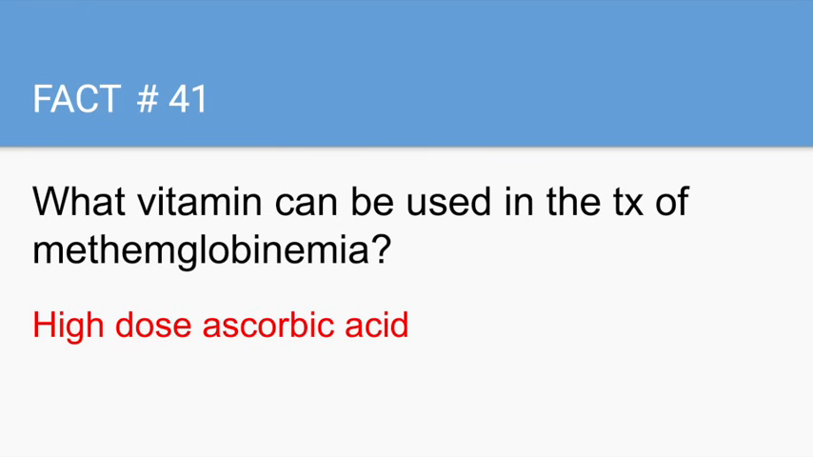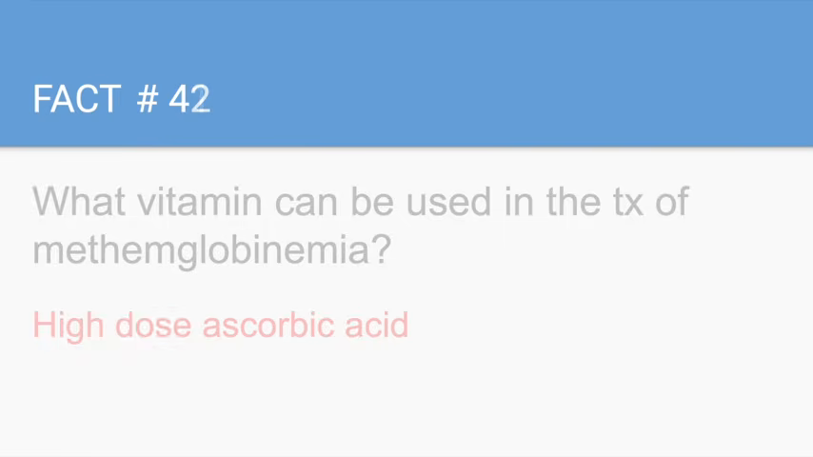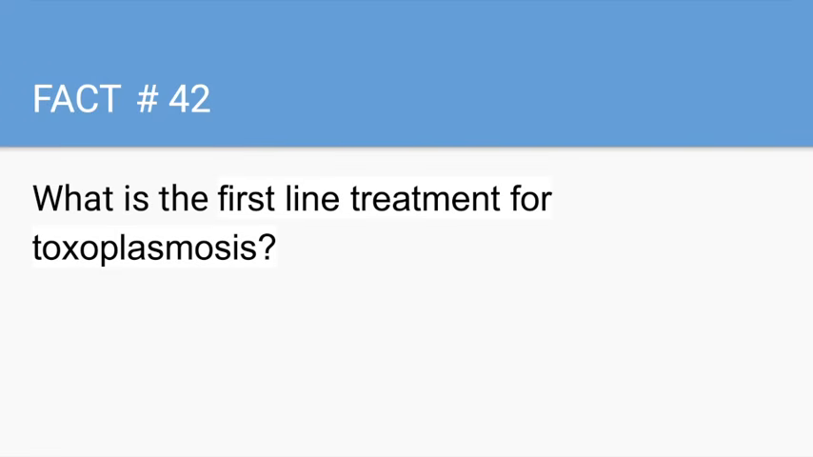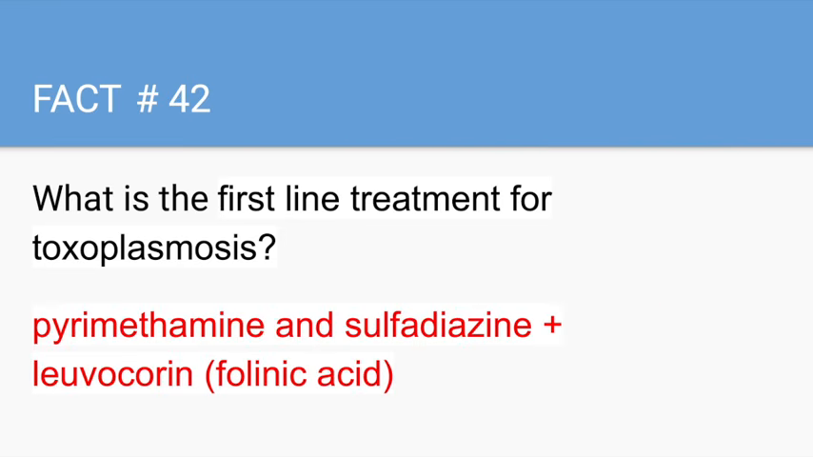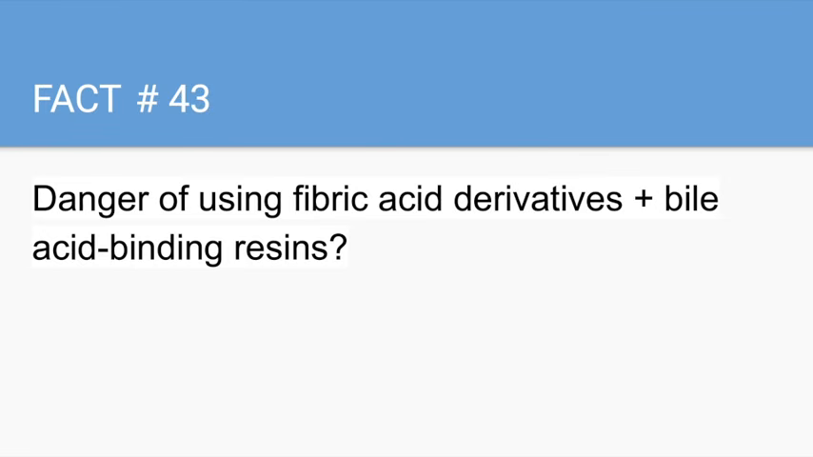What is the first line treatment for toxoplasmosis? So, to treat this condition, you would need to use these drugs listed here. What is a potential side effect or complication of using fibric acid derivatives and bile acid binding resins?